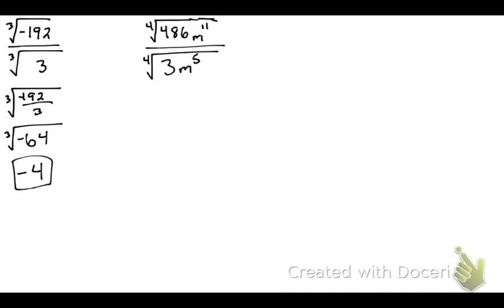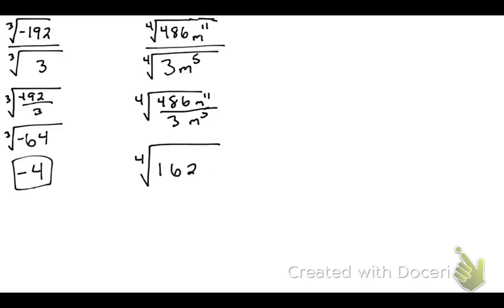In the second one, this will simplify to be the 4th root of the numerator, 486m to the 11th, all over 3m to the 5th. But that'll simplify even more into the 4th root of 162m to the 6th. Perfect fourths. Remember, we have 1 to the 4th, 2 to the 4th, 3 to the 4th. 4 to the 4th is 256, so that number's too big. So these are the only 3 numbers that matter.